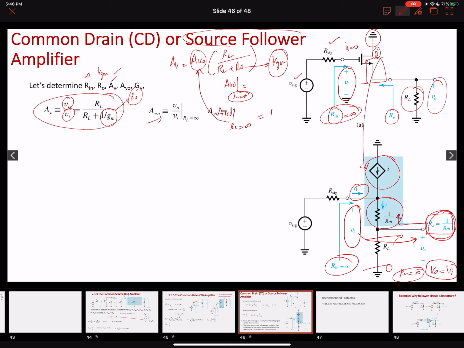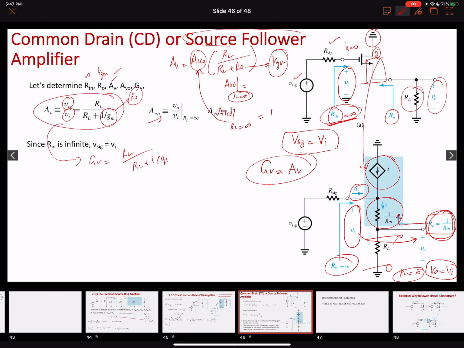Similarly, over here, we can find the overall voltage gain as well. Interestingly, since our input resistance is infinite, our signal voltage will also be equal to the input voltage. And when the signal voltage is equal to the input voltage, our overall voltage gain is equal to the voltage gain of the amplifier. So our overall voltage gain will be exactly similar here as well, which is RL over RL plus 1 over GM. Okay, so this is the overall voltage gain.